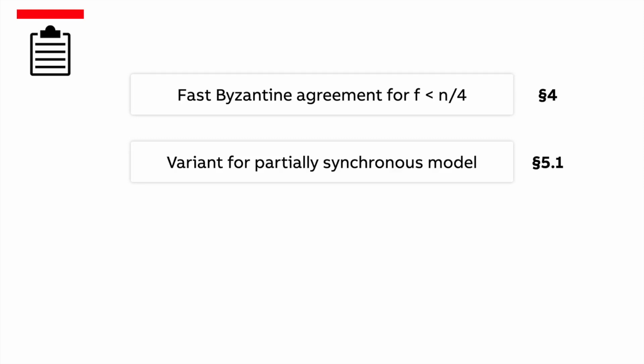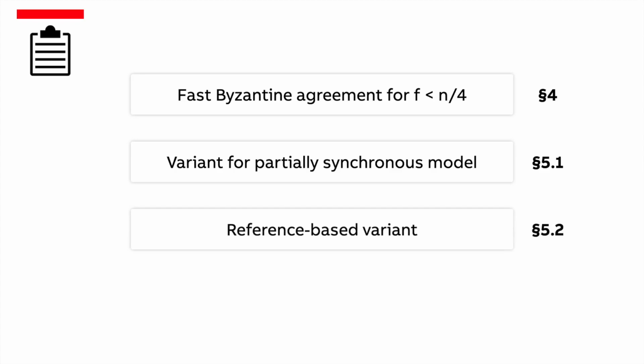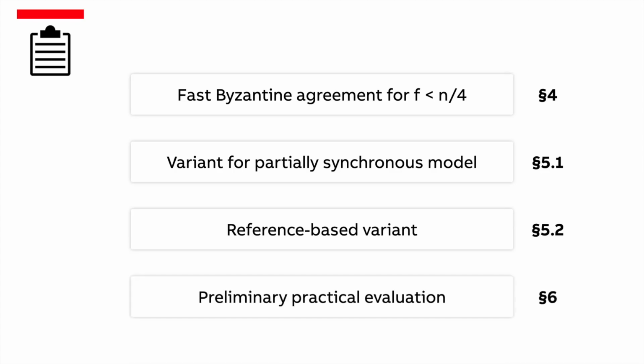What if this assumption is too strong? A variant for the partially synchronous model can be found in the paper in section 5.1. If you're interested in the details of the reference-based variant, you can find them in section 5.2. Finally, the preliminary results of the practical evaluation, which also go a bit beyond what I presented just a minute ago, can be found in section 6.